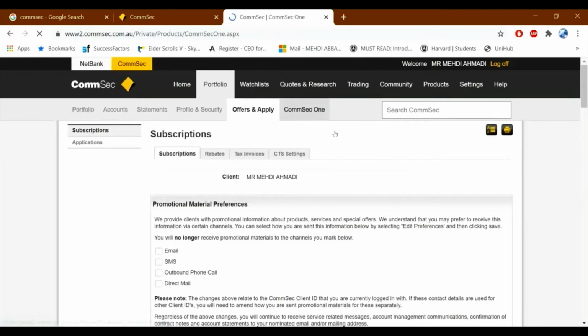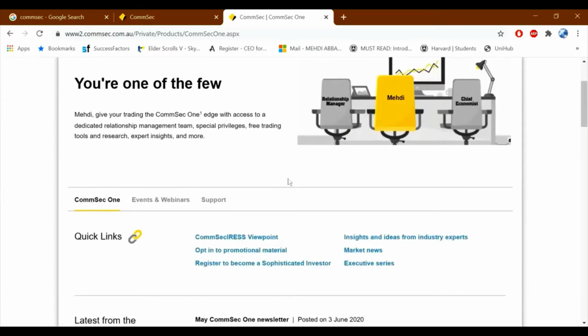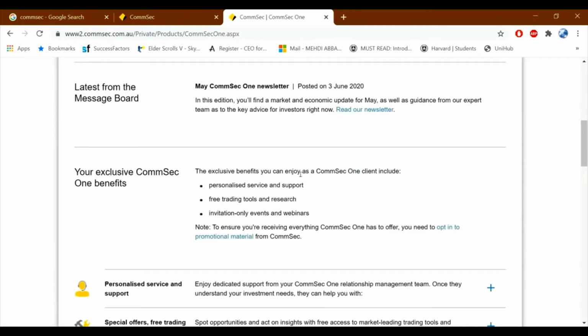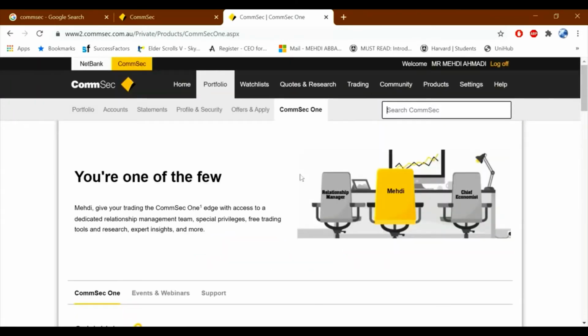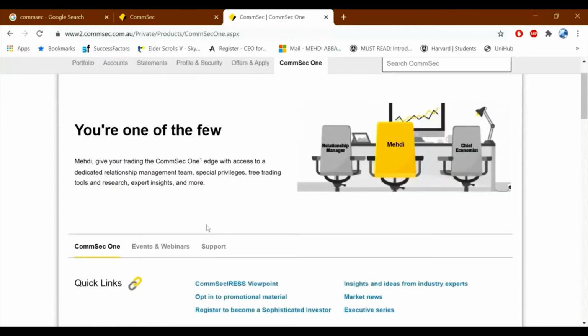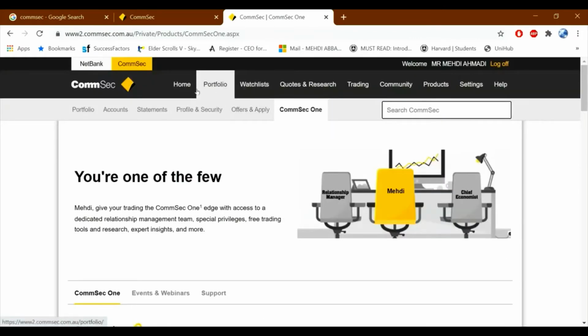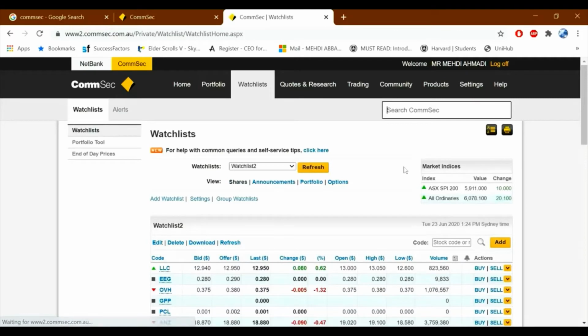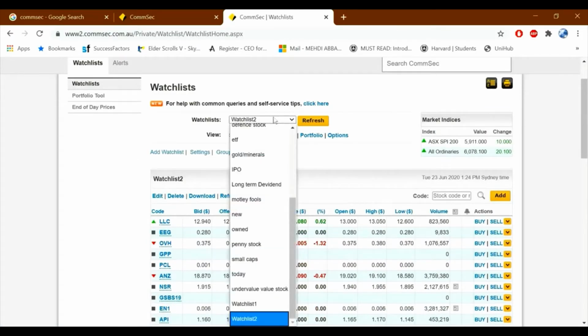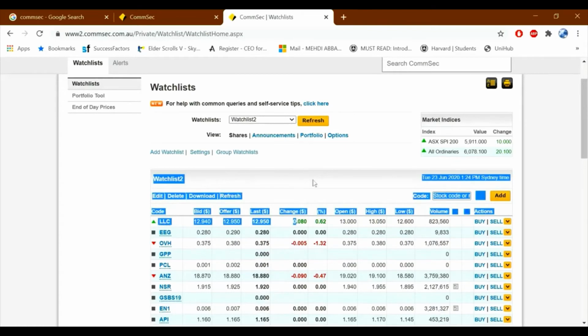Then CommSec 1, this is for more professional traders. Also, you will be invited to this, so you cannot just sign up for it. So that's home and portfolio. Now let's go to the watch list. This is the watch list that you create, so you can keep an eye on the stocks that you wish to keep an eye on.